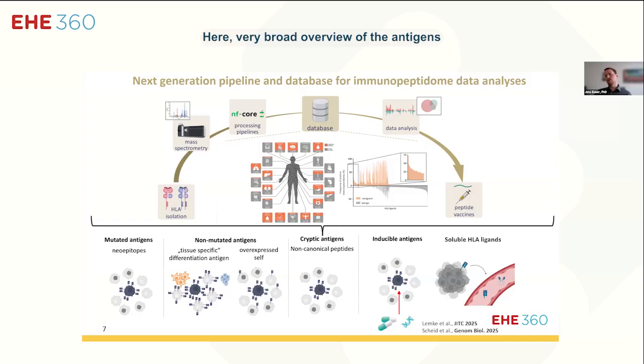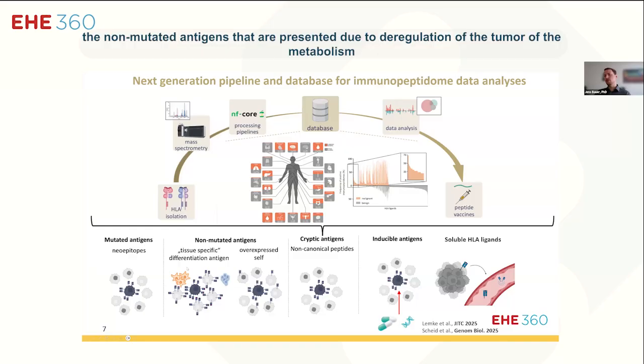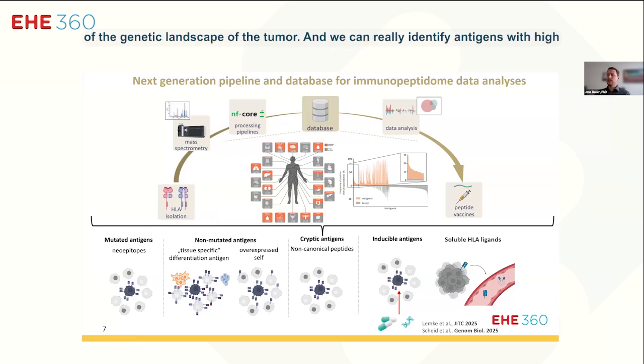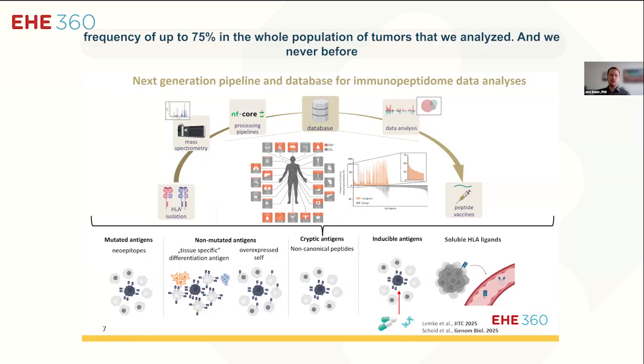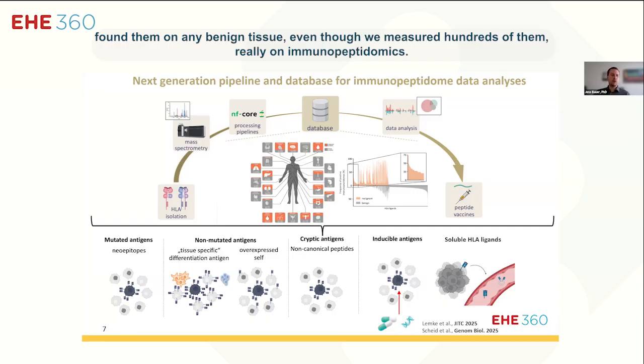Here is a very broad overview of the antigens that we can identify with this. I won't go into the detail here, but the first category, the mutated antigens, is of course what the fusion genes fall into, and then the second big category is the non-mutated antigens that are presented due to deregulation of the tumor, of the metabolism, or of the genetic landscape of the tumor. And we can really identify antigens with high frequency of up to 75% in the whole population of tumors that we analyzed. And we never before found them on any benign tissue, even though we measured hundreds of them via immunopeptidomics.